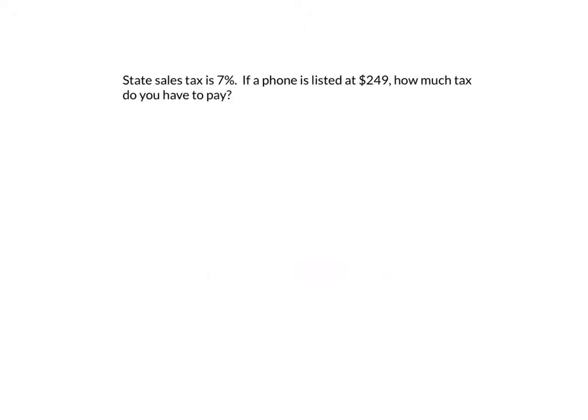Here's another example of an application problem. State sales tax is 7%. If a phone is listed at $249, how much tax do you have to pay? In order to do this, I'm going to rewrite this into an is-of statement. What it's really saying is, what is 7% of $249? Because I have to pay 7% of that 249.